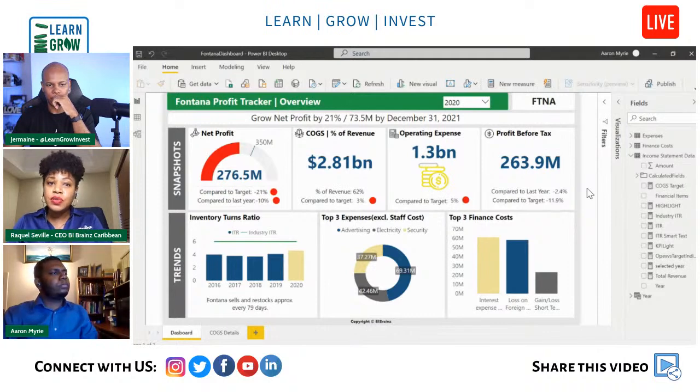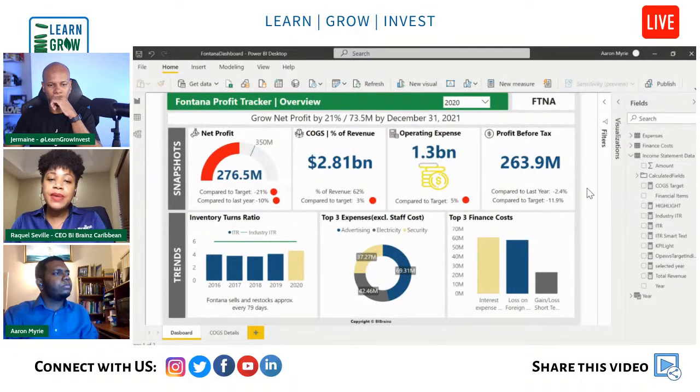The cost of goods sold, here expressed also as a percentage of revenue. You see the cost of goods sold is 2.81 billion, which is obviously understandable because they're definitely a company that has a lot of inventory moving in and out.